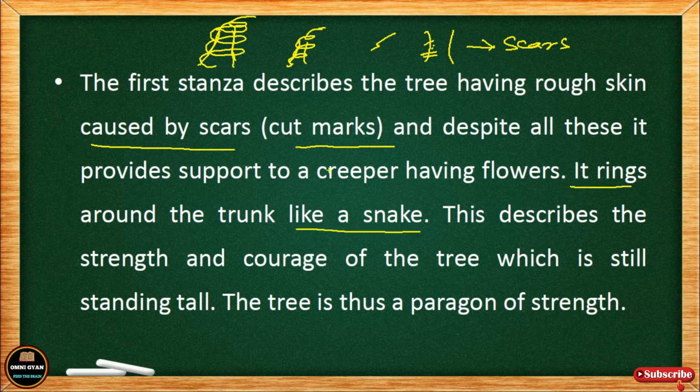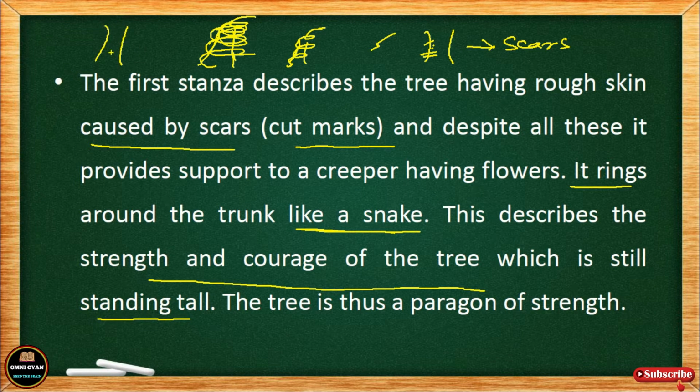Okay, like a python, this creeper is creeping, and this Casuarina tree is actually supporting the creeper. Okay, to is creeper ko jo hai describe kiya gaya hai python ki tarah, like a snake. This describes the strength and courage of the tree, which is still standing tall. So the Casuarina tree is still there.